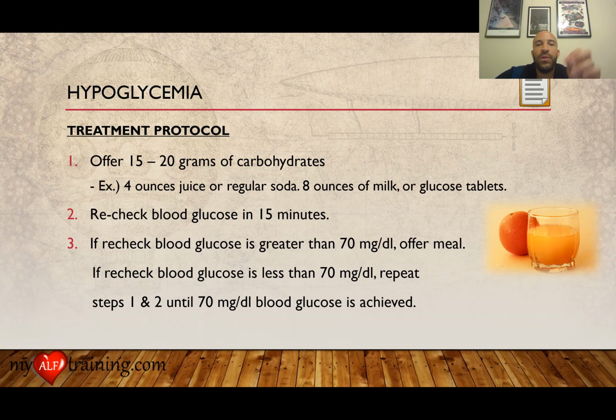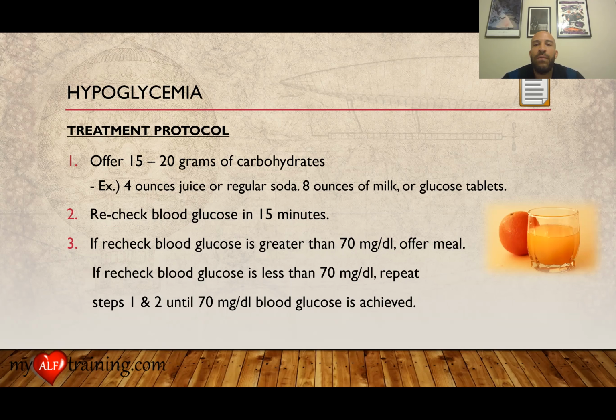4 ounces of juice or regular soda. If their favorite drink is Diet Coke, don't give them their favorite drink. Give them Coke. Give them the real thing. This is a common mistake I've sometimes seen in practice: you want the patient to drink whatever it is you give them. Some patients are picky, especially if they're going through a hypoglycemic episode and they are irritable. You want to give them something that you know they're going to drink, and they're going to drink it fast.